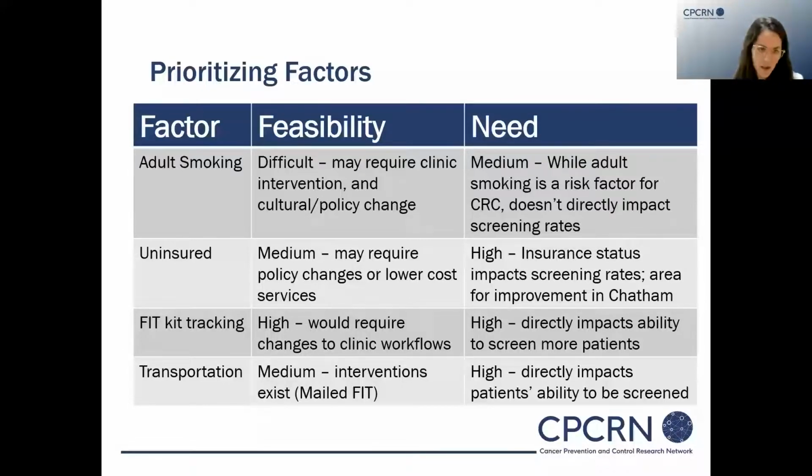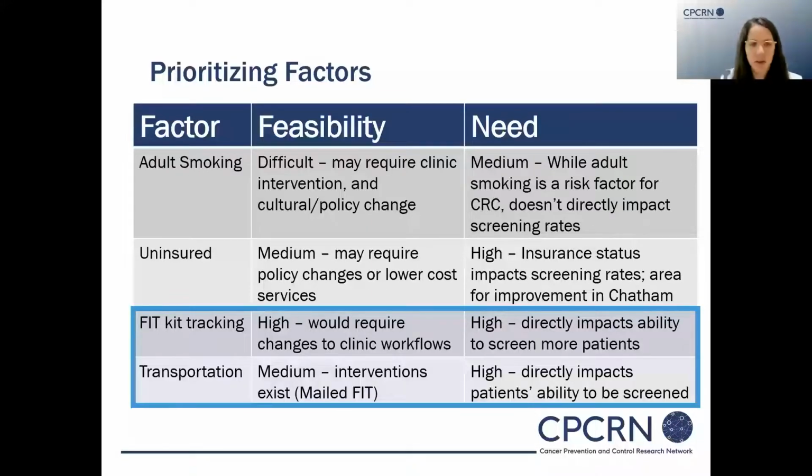And transportation is another thing that a lot of interventions exist to help with, like mailed FIT interventions. So it's fairly feasible compared to the other factors. And then as far as the need, it also directly impacts patients' ability to be screened and was a stakeholder priority. So looking at these factors, we decide that these 2 are the ones that are most feasible and most impactful, 2 factors that we can work on.